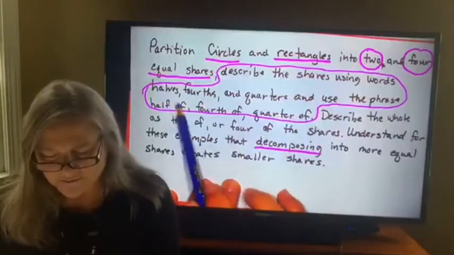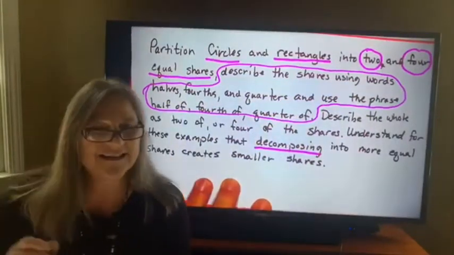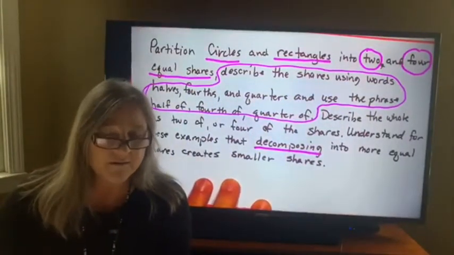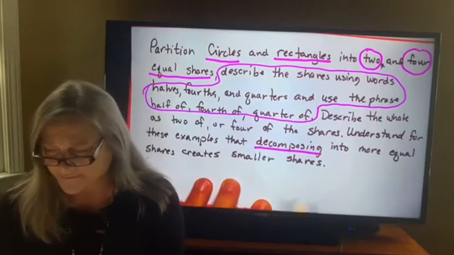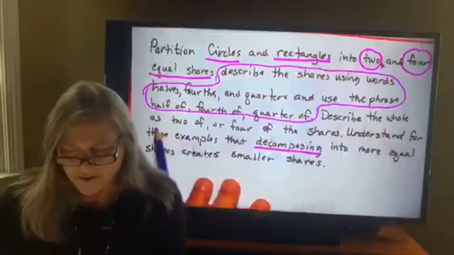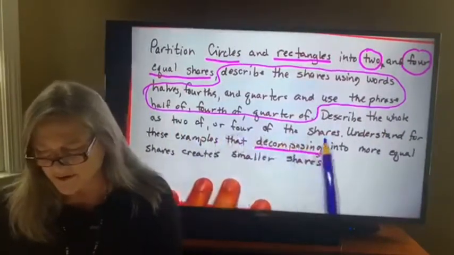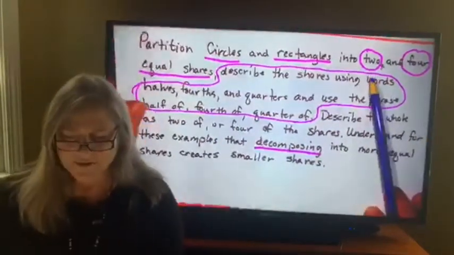Describe the shares using words halves, fourths, and quarters. Again, skip that part for right now. Use whatever term your child is using for that right now. Describe the whole as 2 of or 4 of the shares. So there's a way that you can look at this from the whole and from the parts.